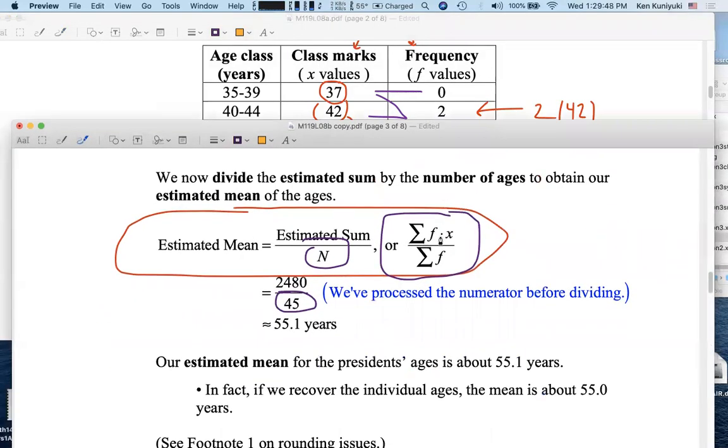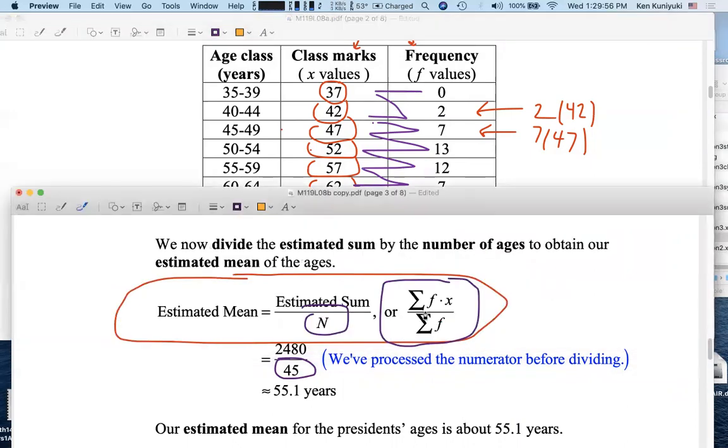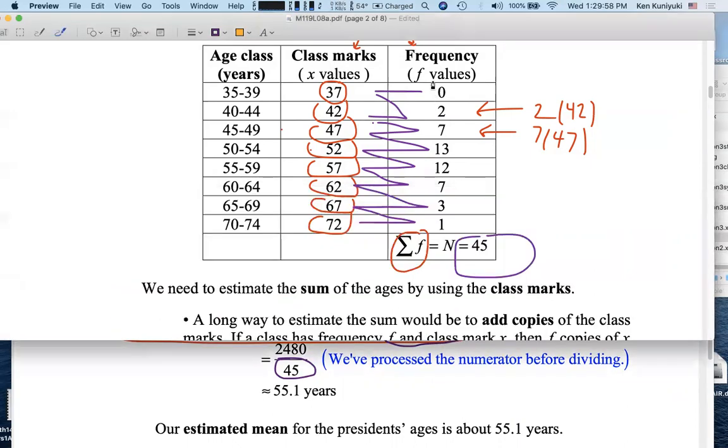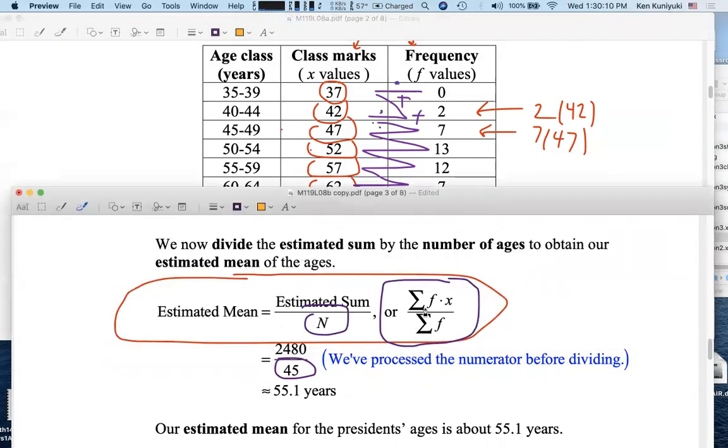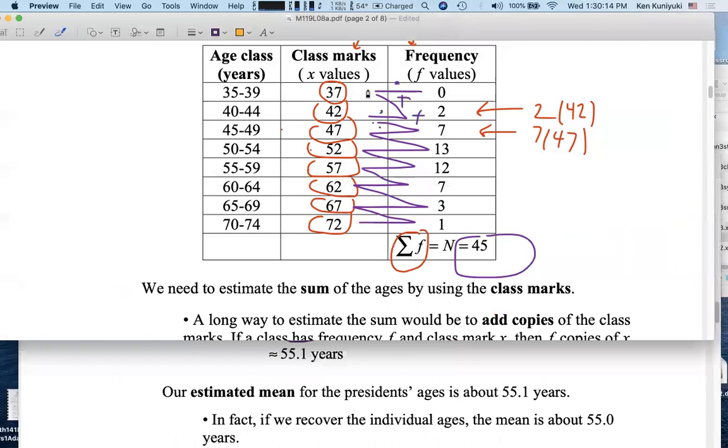Technically, we'd have subscripts. It would be f sub 1 times x sub 1 plus f sub 2 times x sub 2, and so forth. But we're not going to get that detailed. We're adding products. It's this times this plus this times this plus this times this, and so forth. Summation f times x, that's the zigzag. And you can go either way. You could also go the other way.